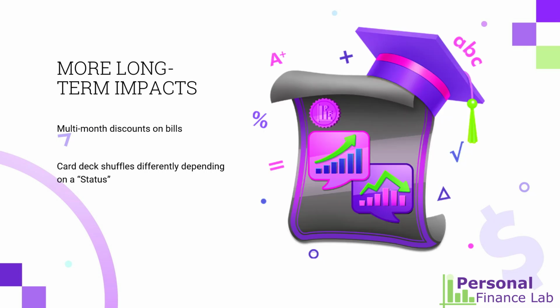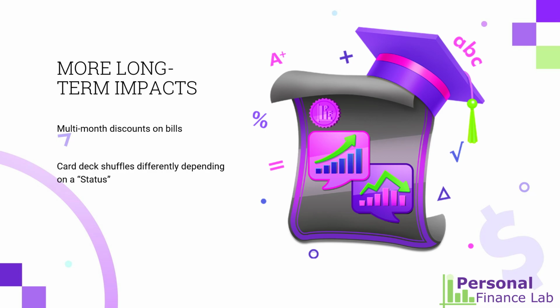Otherwise, we added a bunch more long-term impacts, so multi-month discounts on bills. If you happen to renegotiate your cell phone contract as one of the events that can happen on the weekend, that can actually take impact for more than 1 month at a time. You just don't get an instant rebate.